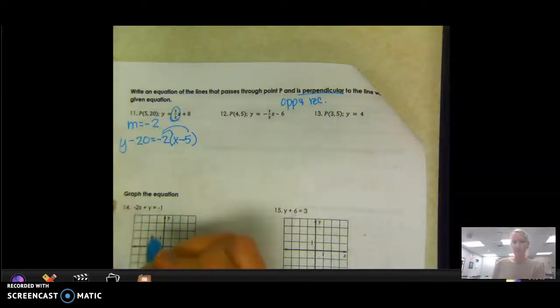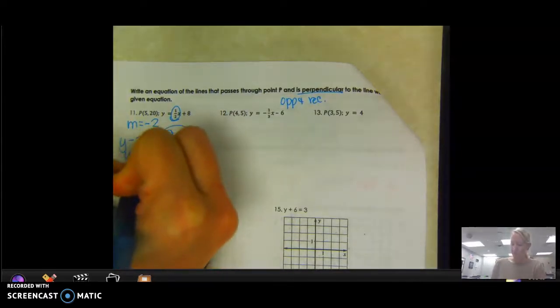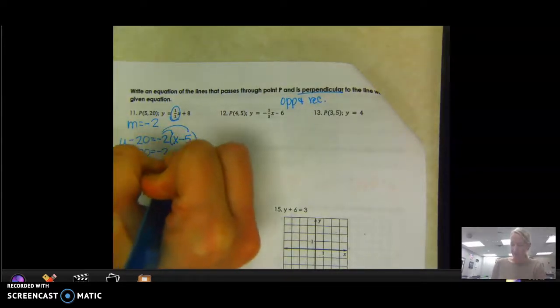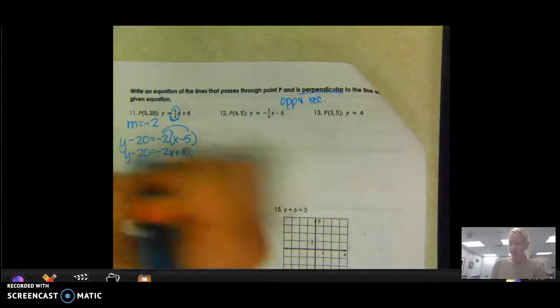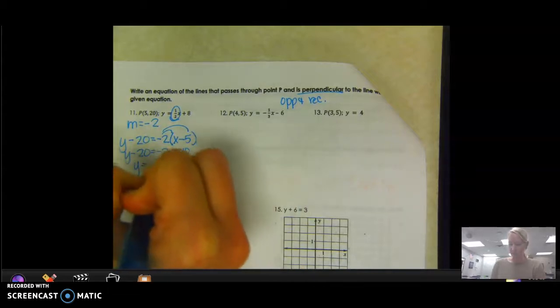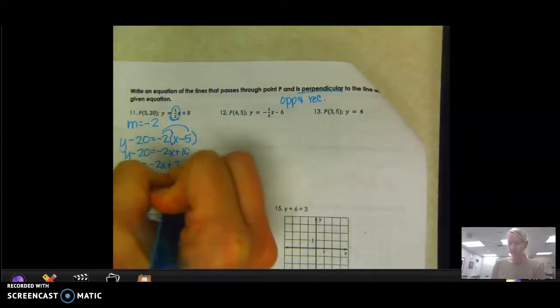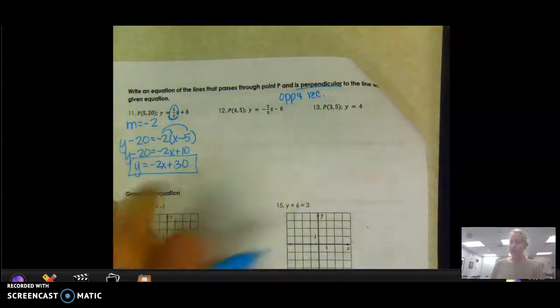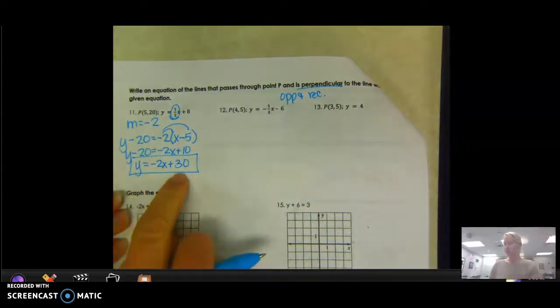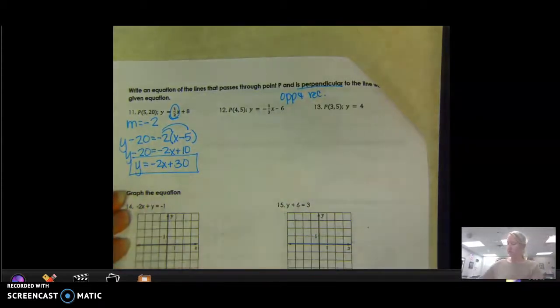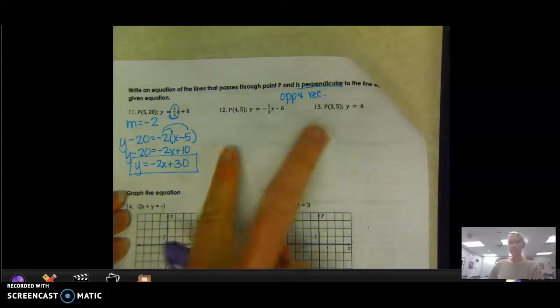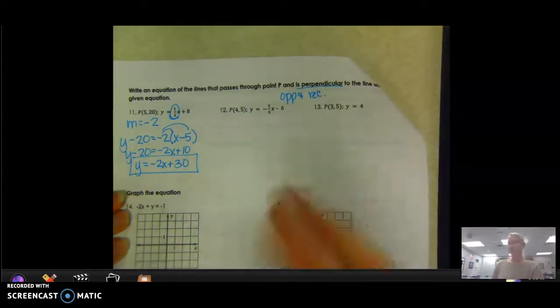Start solving this. So I'm going to distribute. y minus 20 equals -2x plus 10. Add 20, so y equals -2x plus 30. And then I should be able to tell you my slope is -2, my y-intercept is 30. Okay, I want you to pause me, try 12 and 13 on your own, unpause me when you're done.